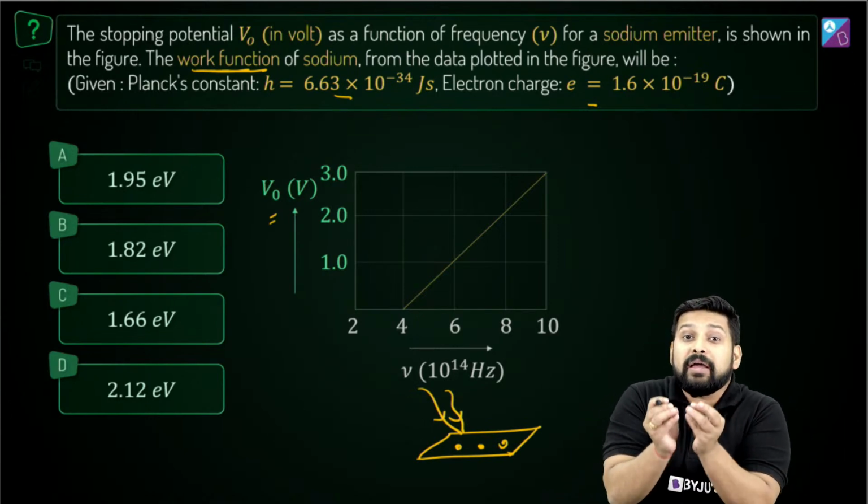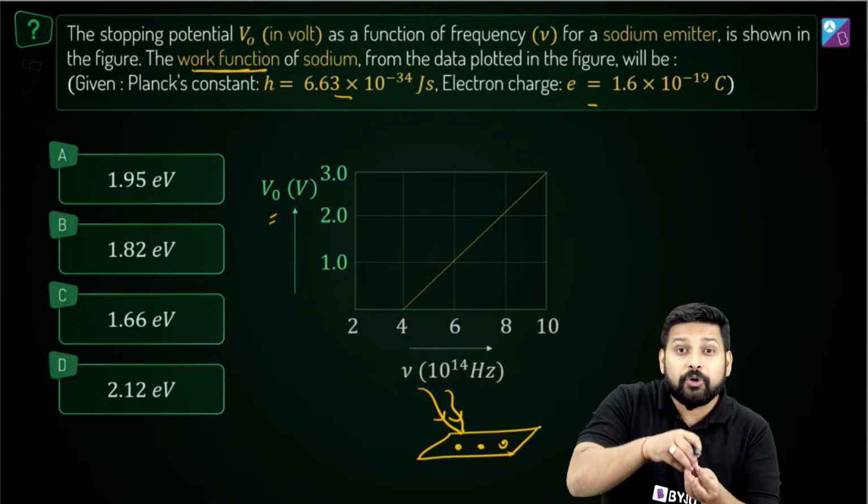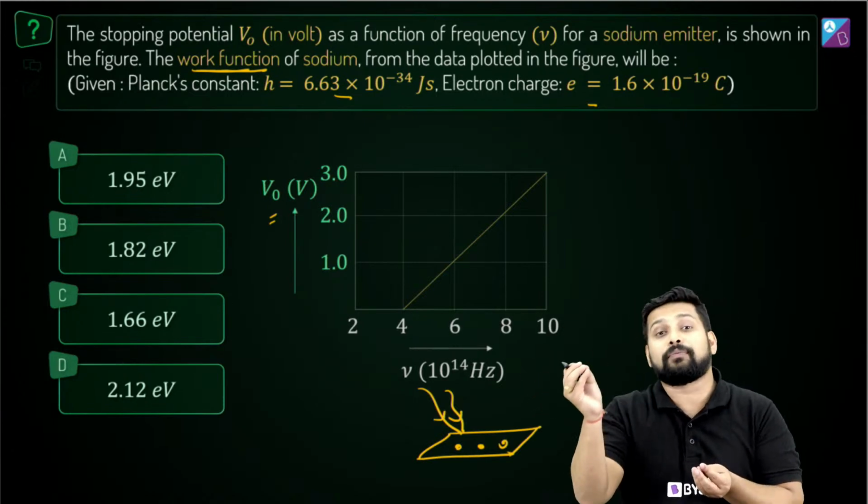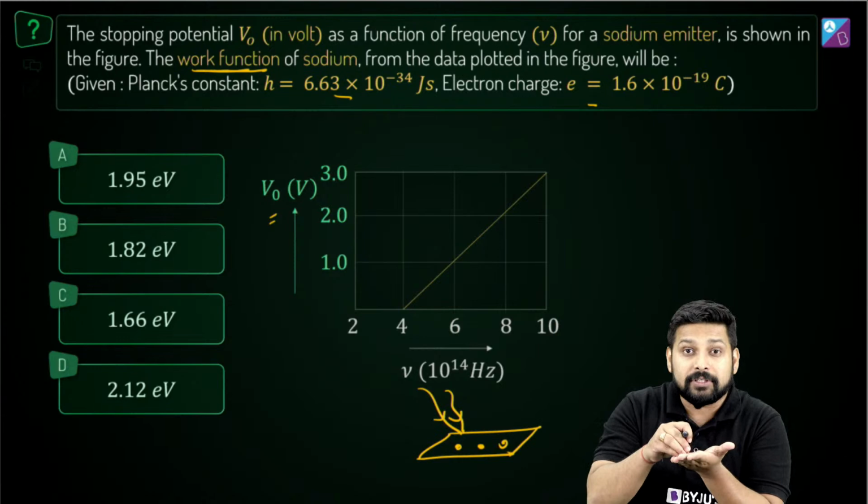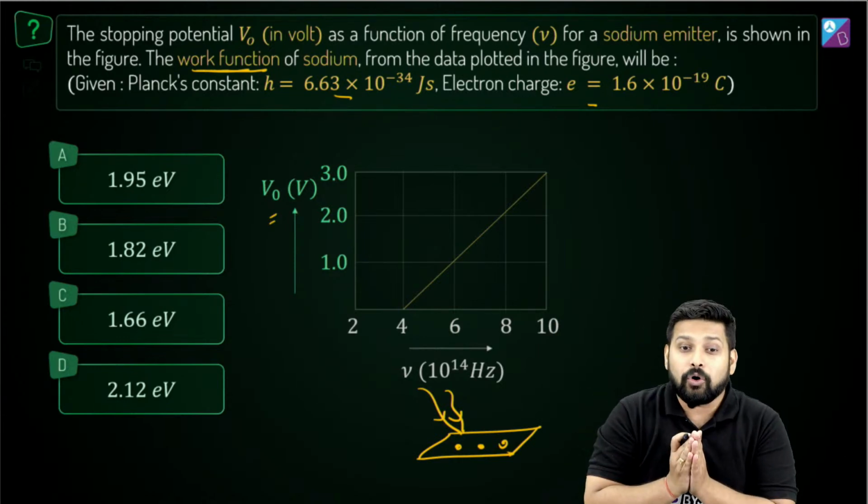So the minimum amount of energy required so that you can take this electron out of the metal surface. Correct? To eject the electron out of the surface.